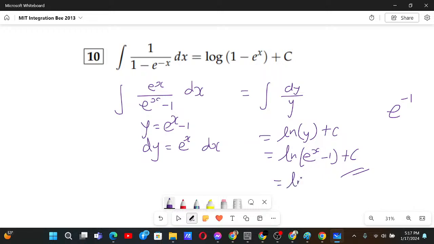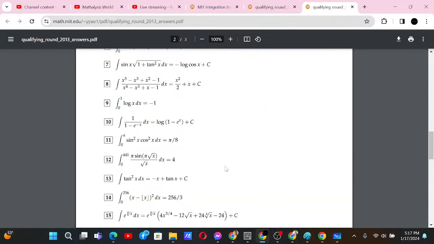So that's why I actually have to give this modulus symbol, and with the modulus symbol, both of them are actually the same, ln of 1 minus e to the power x. Yeah, so that's the matter actually. Yeah, it's actually correct then. Now let's go to the next problem.